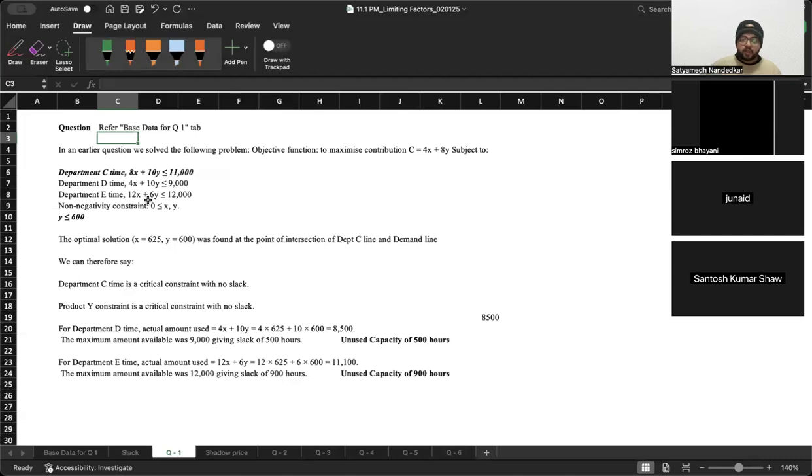ठीक है. In the earlier questions, we solved the following problem where the objective function we had was to maximize contribution C equal to 4x plus 8y, subject to department C का time 8x plus 10y less than or equal to 11,000, department D का time 4x plus 10y less than or equal to 9,000, department E का time 12x plus 6y less than or equal to 12,000. Non-negativity constraint 0 is less than x and y both. The optimal solution x equal to 625, y equal to 600 was found at the point of intersection of department C line and department D line.